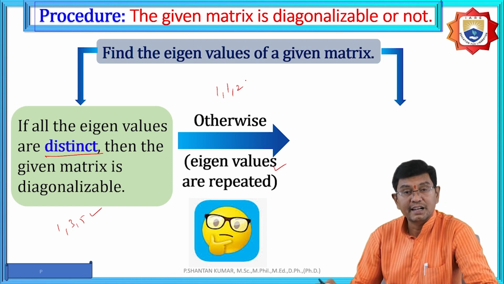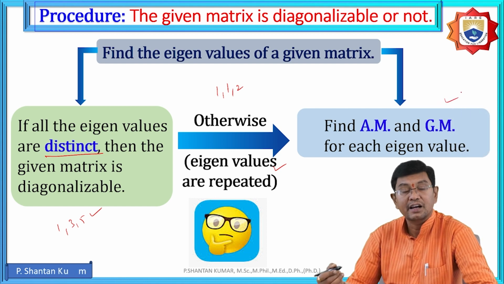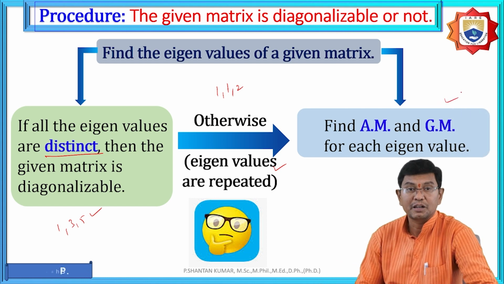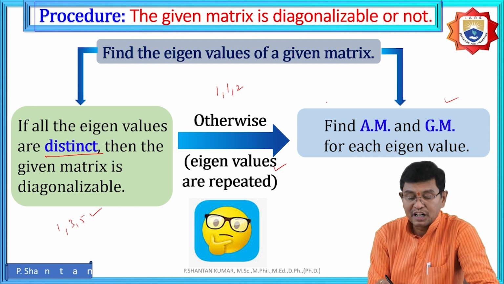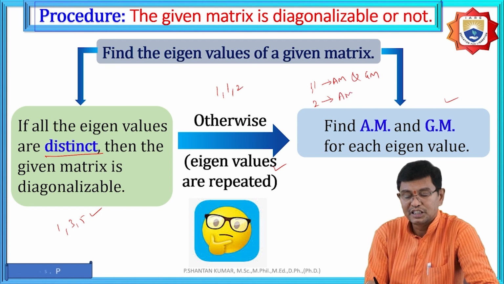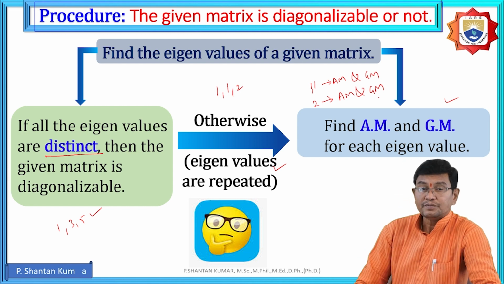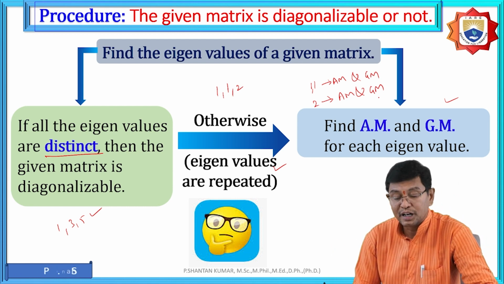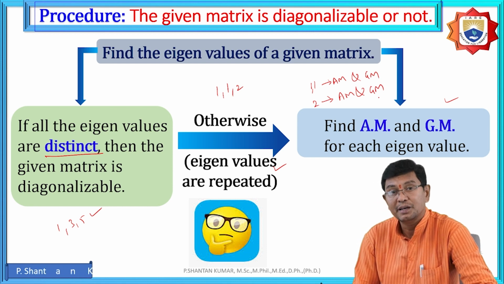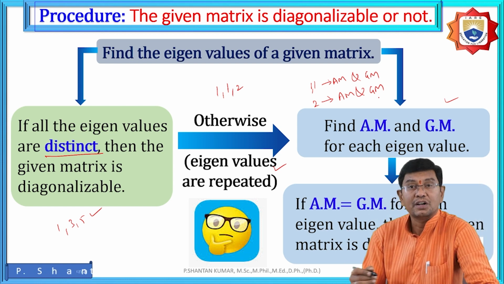Whenever the eigenvalues are repeated like this, we need to find the algebraic multiplicity and geometric multiplicity. For a particular eigenvalue 1, what is the algebraic multiplicity and also the geometric multiplicity? Similarly, for the eigenvalue 2, what is the algebraic multiplicity and geometric multiplicity? If the AM and GM are both the same for each eigenvalue, then the matrix is said to be diagonalizable.